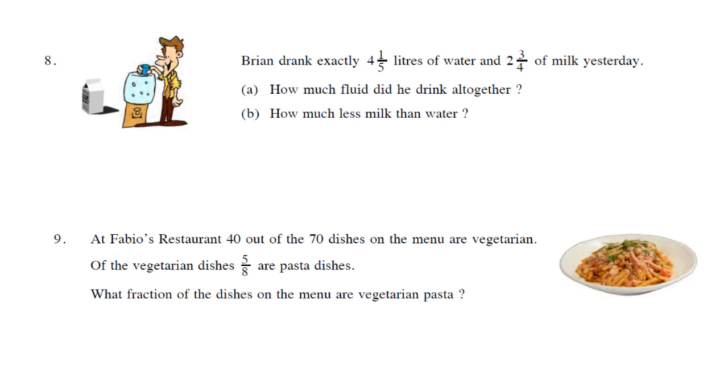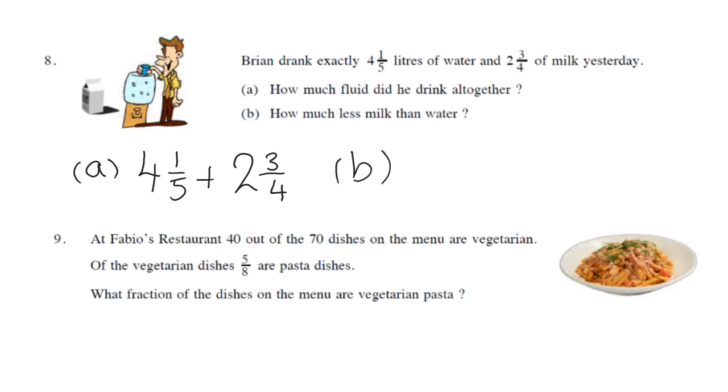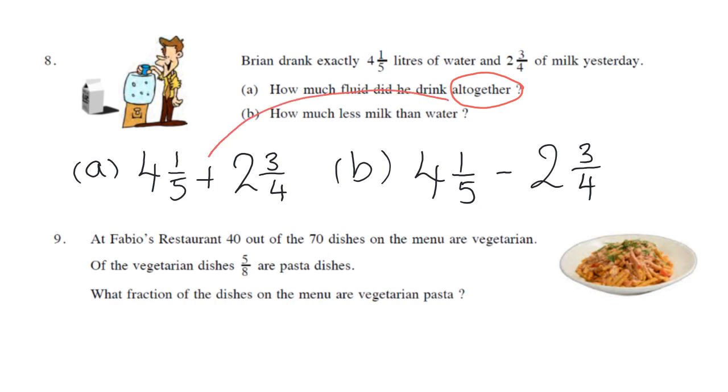Rather than going through the full example, because we've done a fair bit on addition and subtraction, I'm just going to show you what the questions actually mean. In question A, we're literally looking for 4 1/5 plus 2 3/4. In question B, how much less milk than water? So we're finding the difference between 4 1/5 and 2 3/4. So it's the language we're looking for: "altogether" suggests the add, and "how much less" suggests a difference. It's not quite as clear as the word difference, or what's the difference between the volume of milk and the volume of water, but still it suggests it.